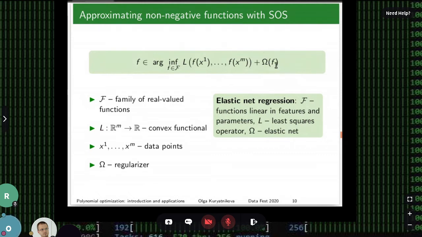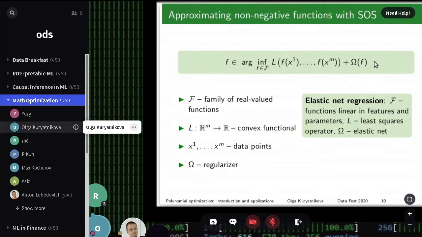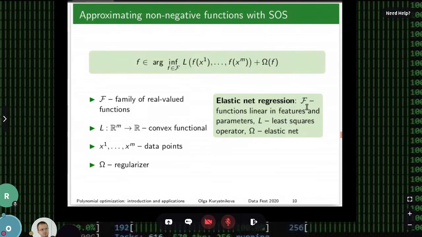plus some penalty term. And the functional usually depends on f evaluated in our data points or features which we make out of these data points. And the example which first came to my mind was the elastic net regression, where as a family F, we want to find a function that belongs to a family linear in both features and parameters. And our functional here, L, would be the least squares operator. And our penalty term, omega, would be the sum of norm 1 and norm 2 of the coefficients in f.